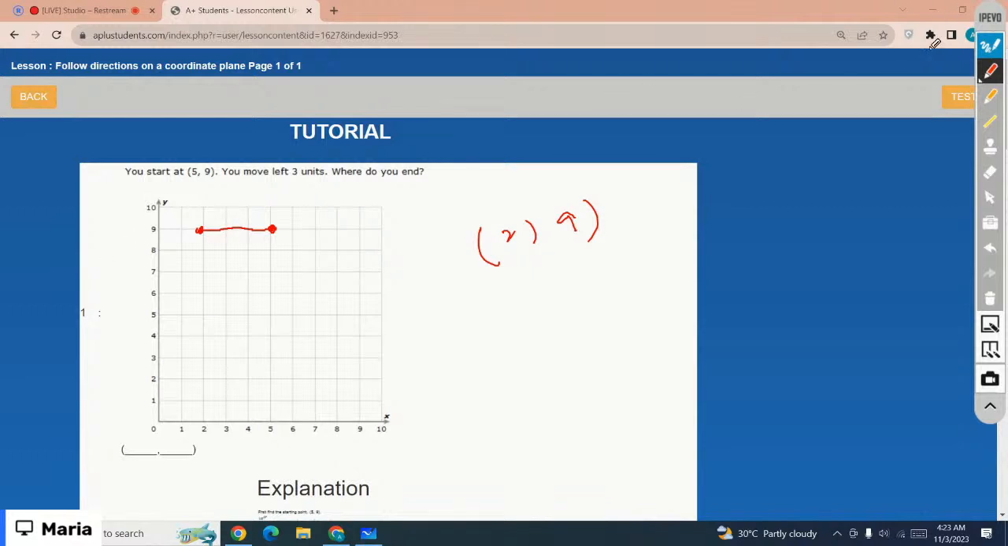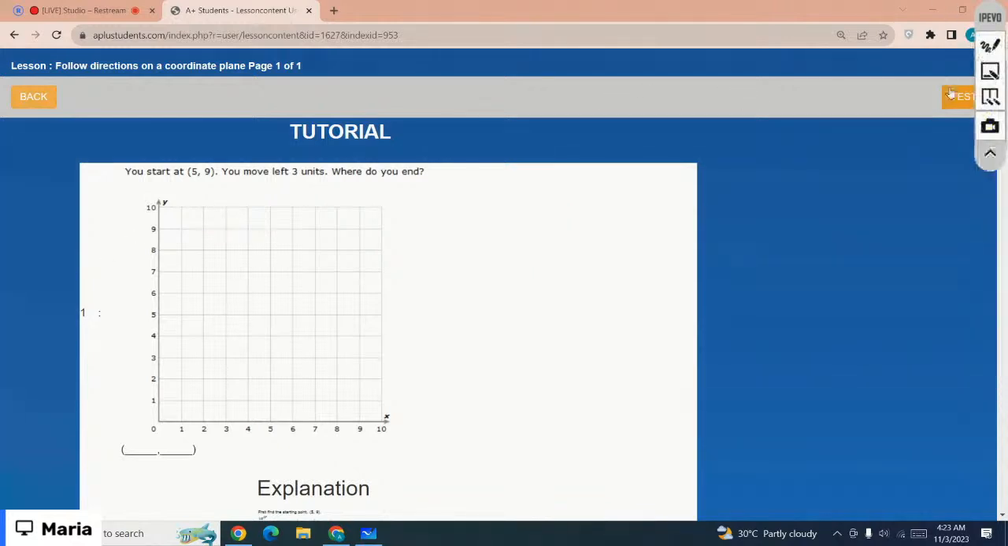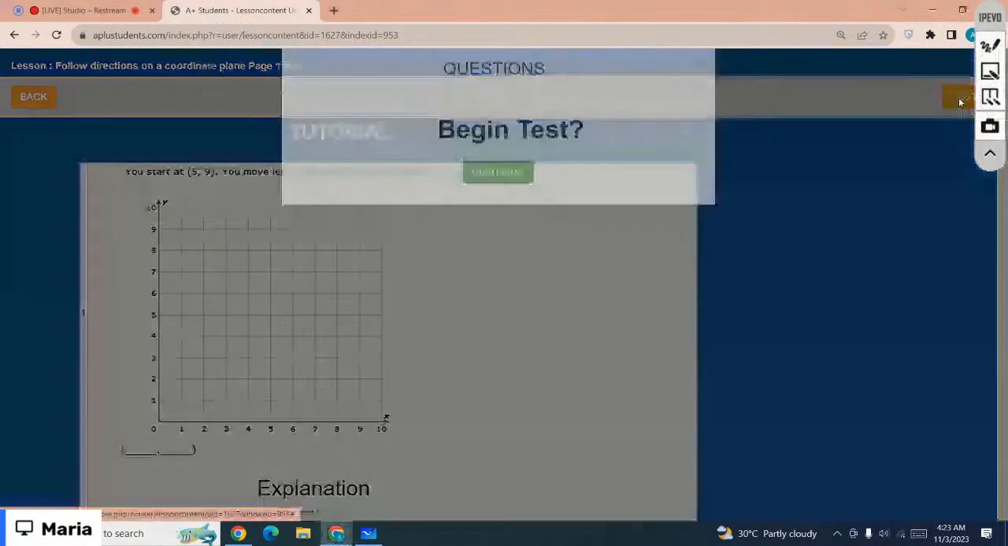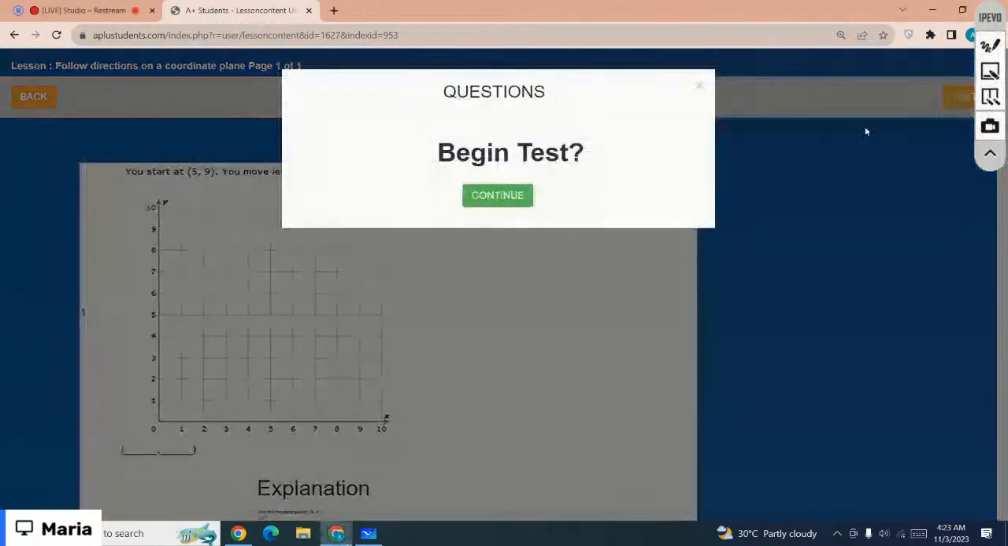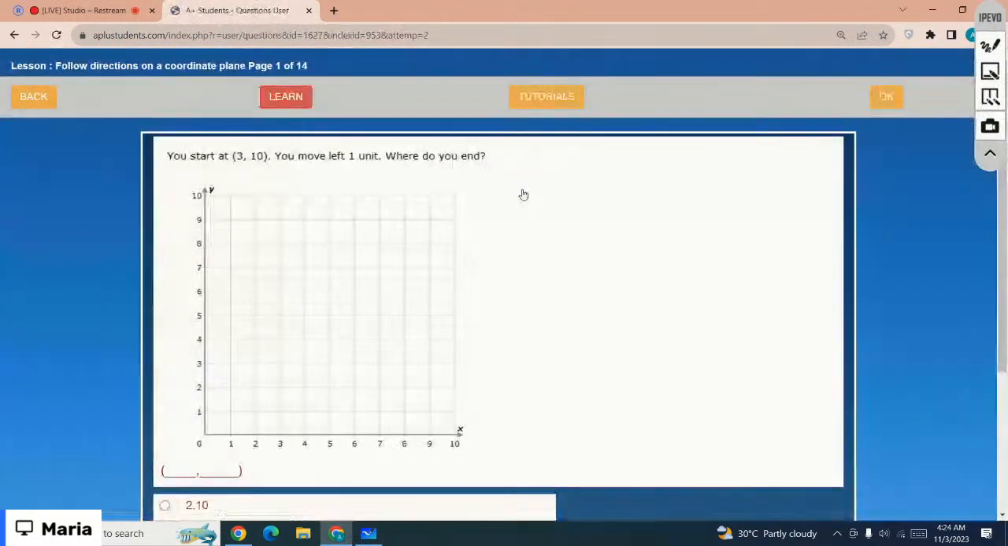Okay, let's just start with the test questions. You start at 3,10, you move left 1 unit. Where do you end? Which is the correct option?